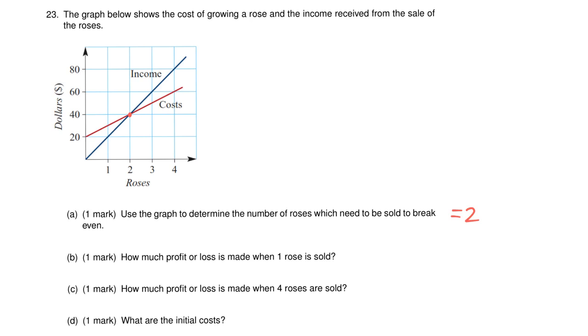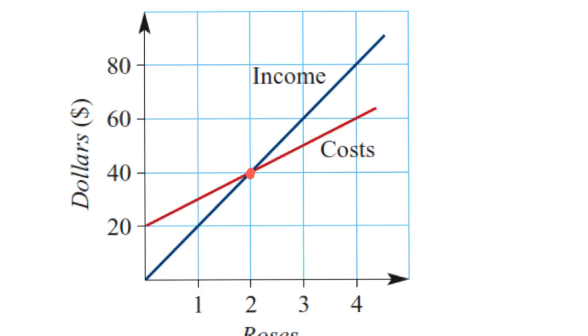I need to sell 2 roses to break even. How much profit or loss is made when 1 rose is sold? Okay, let's zoom in again and have a look. When 1 rose is sold, there's some information I can read off the graph. That's this point here, I can read up along this line and say, well, my income at that point is $20.